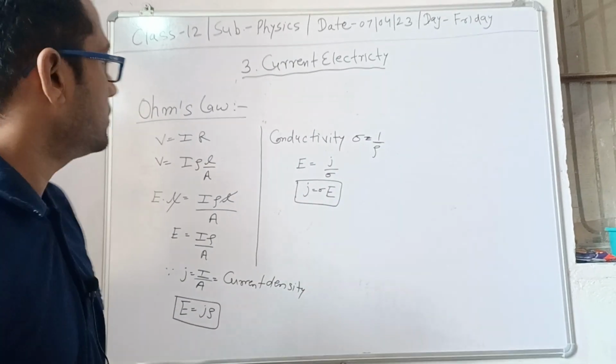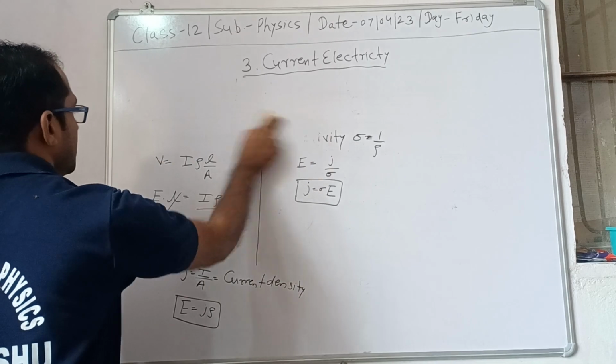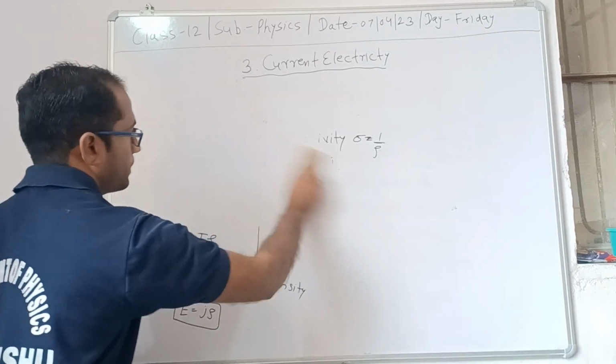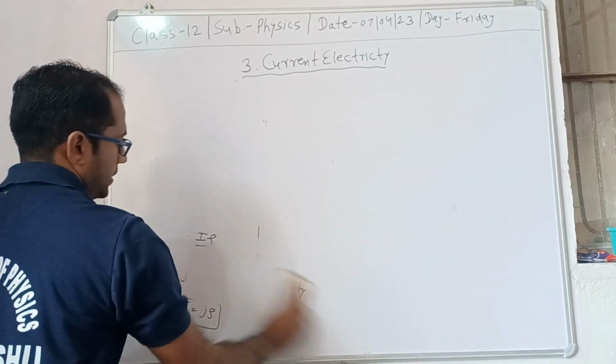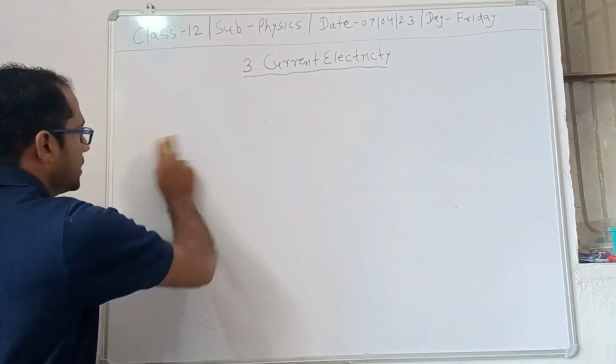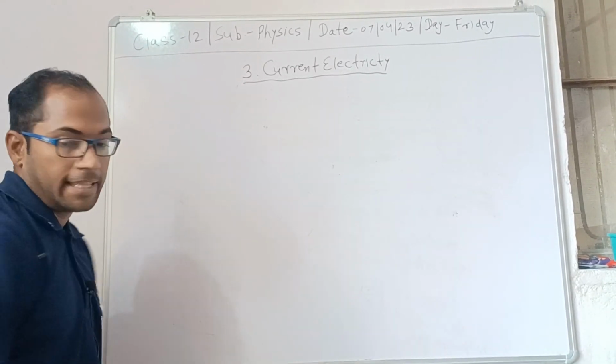And then we are discussing drift in a conductor. What is drift in a conductor, and what is drift? Why are we using this name, drift?